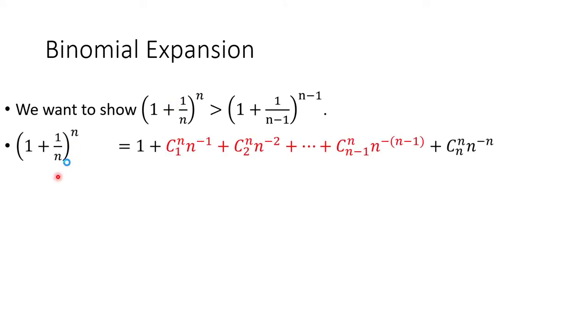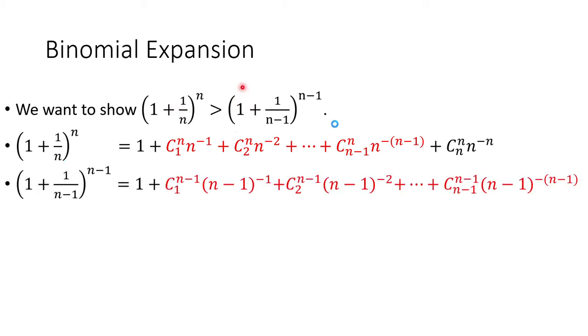So let's expand (1 + 1/n)^n using binomial expansion. The first term is C(n,0), which is 1. And then the second term is C(n,1) n^(-1). And then the next term is C(n,2) n^(-2), all the way to C(n,n-1) n^(-(n-1)), plus C(n,n) n^(-n). That's (1 + 1/n)^n.